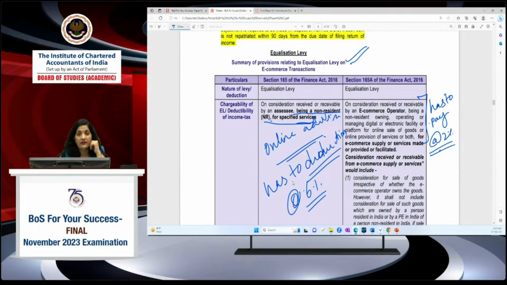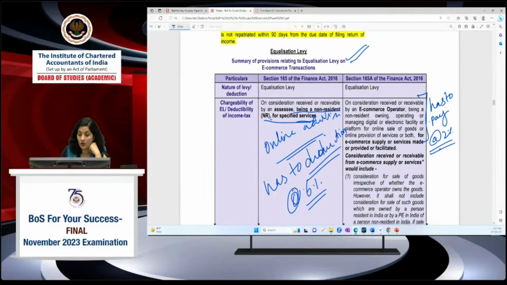First 165 देखेंगे. If it is falling within the purview of section 165, then आपका 165A अट्रैक्ट नहीं होगा इन रिस्पेक्ट ऑफ दो सर्विस इन ऑनलाइन एडवर्टाइजमेंट. Suppose if it is not falling within the purview of section 165, suppose due to the applicability conditions or non-applicability conditions specified in section 165, then you have to see and check whether 165A is attracted or not.